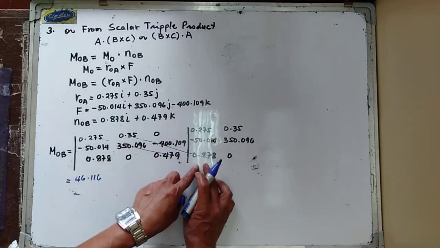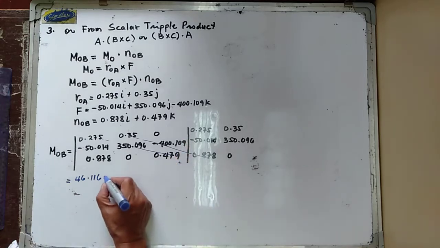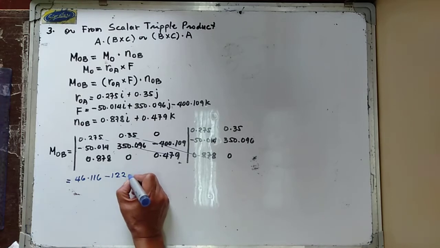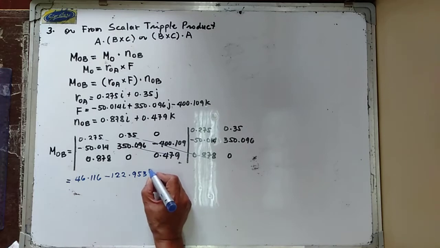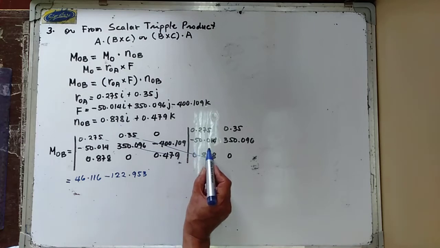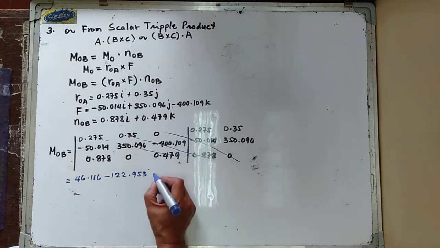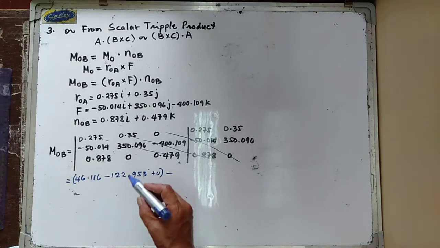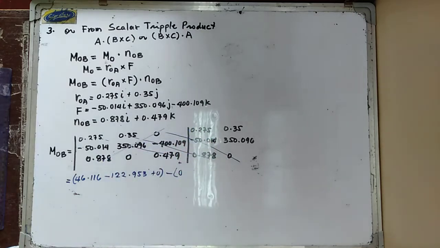400.109 by 0.876 is plus times a negative is minus 122.953. Then 0 by negative 50 and 0. So this is equal to 0. So plus 0, minus. Let's start here. That one is equal to 0.